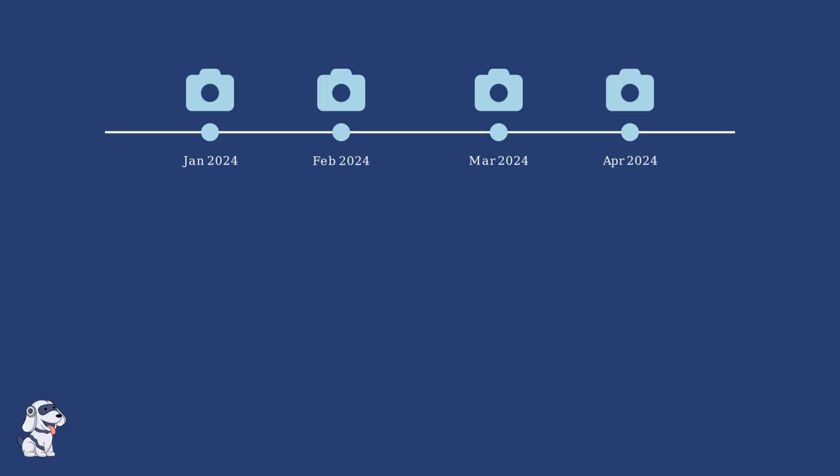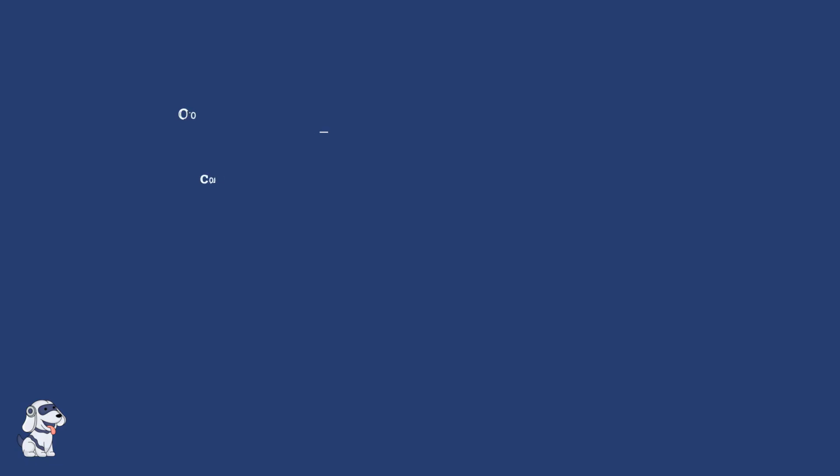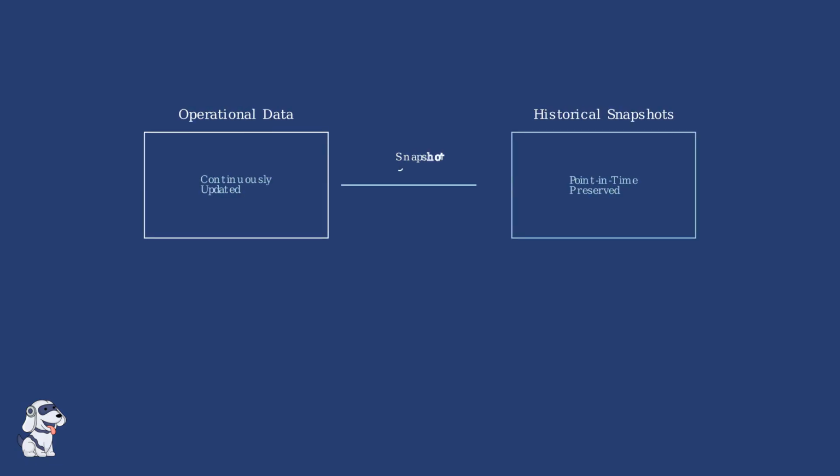Historical snapshots represent a powerful denormalization technique that preserves point-in-time data states. Unlike traditional database operations that continuously update records, historical snapshots create frozen copies of data at specific moments in time. The fundamental concept behind historical snapshots is data preservation. While operational databases continuously modify records to reflect current states, snapshots capture and store complete data states at predetermined intervals, creating a historical record that remains unchanged.